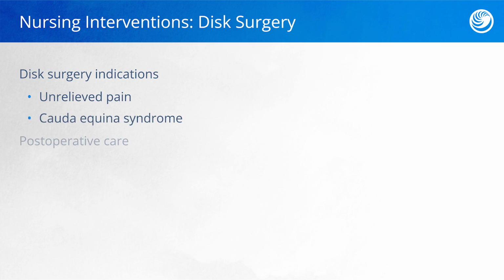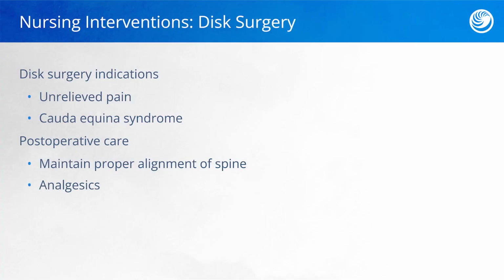We want to make sure anytime we're moving the client in bed, we're making sure that their spine is kept straight. So if we have to turn them, we're going to do that in a log rolling technique. Again, we want to keep that spine as straight as possible. You'll want to follow the orders for positioning and limitations for each client. They are specific for the injury and the surgery that the client had.